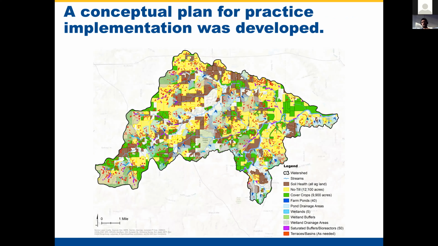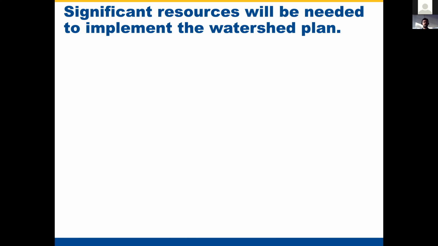And so this information we have in greater detail. If people are interested in viewing it, it's within the watershed plan document that's available electronically, and if people are interested, we can get them a copy. So to keep this plan in context, it costs money, and we recognize that significant resources would be needed to implement the watershed plan.